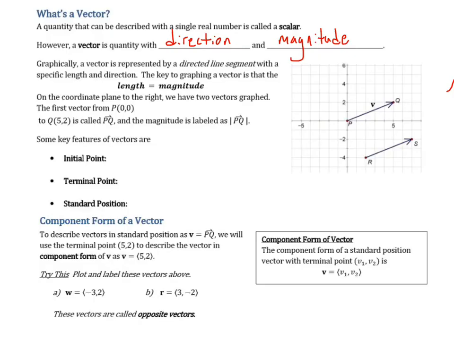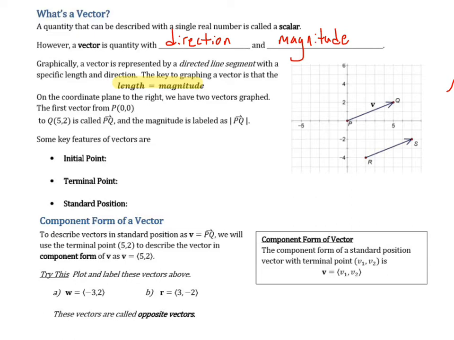So we have direction and magnitude, and when we look at vectors graphically, we're going to represent them as a directed line segment that has a certain length and a certain direction. Okay, and the key here is that the length is the magnitude. All right, so the length is the magnitude, so that's going to be an important thing to know. All right, and so we're going to need to find that length. We're going to need to find the direction. That's where some trigonometry is going to come into play here.